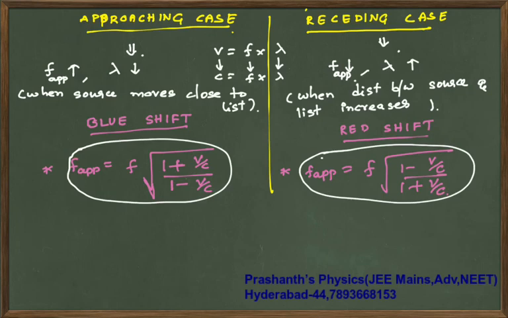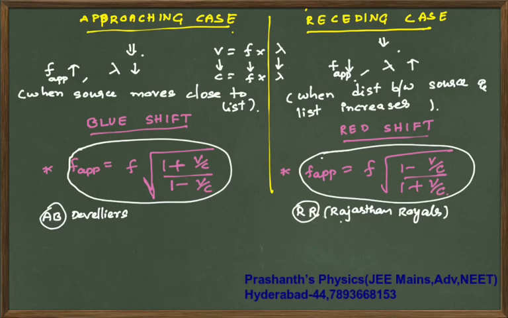Now, approaching star, you can remember it like this: AB de Villiers. Approaching star, blue shift. South African cricketer. And this side it is receding star, redshift. RR, like Rajasthan Royals, IPL team. Cricket. So you can remember it like this. Receding star you call redshift, and approaching star you call blue shift. Now I'll elaborate. Don't worry, feel free, get relaxed, but this is your frequency formula here.